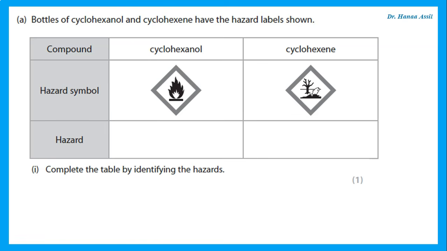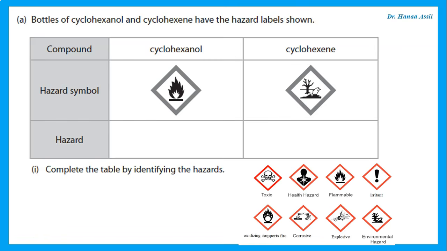So that first hazard label for cyclohexanol, what does it mean? If we look at the list of hazard labels, this means that it is flammable. What about the one for cyclohexene? Well, that hazard label indicates that it is an environmental hazard, or it's harmful to the environment.